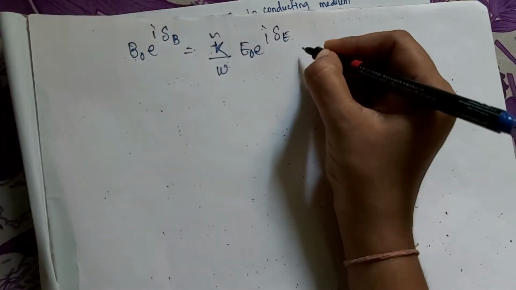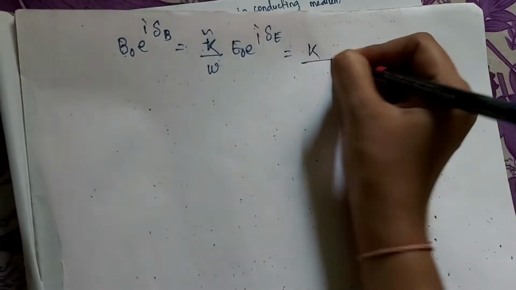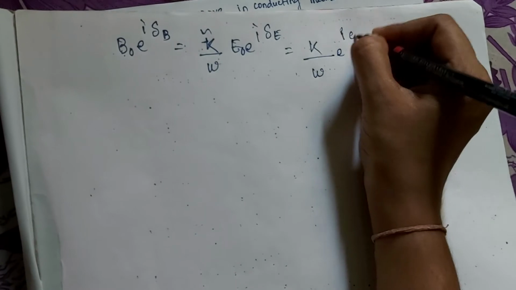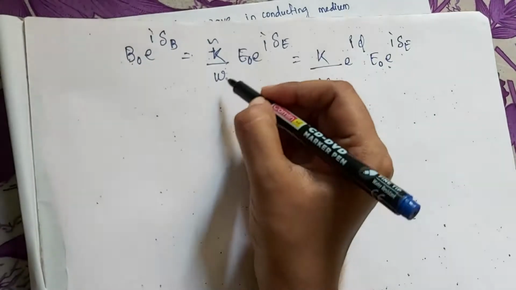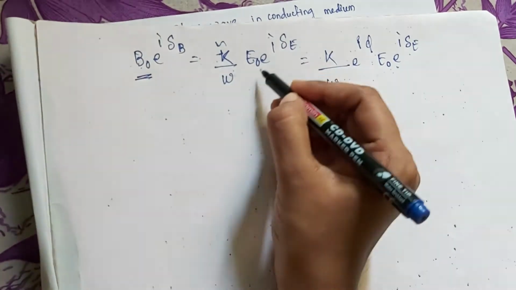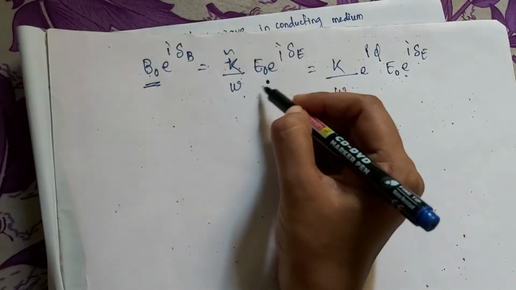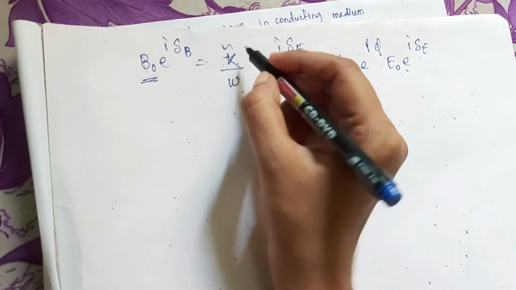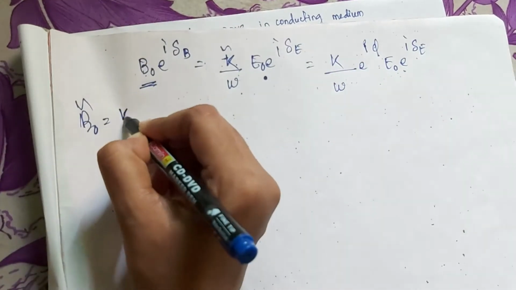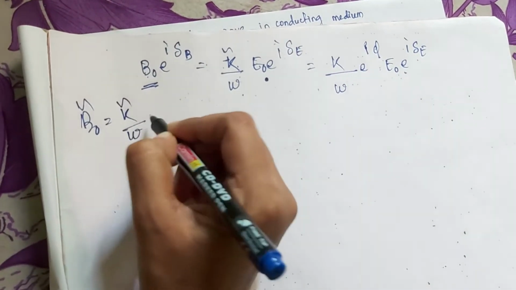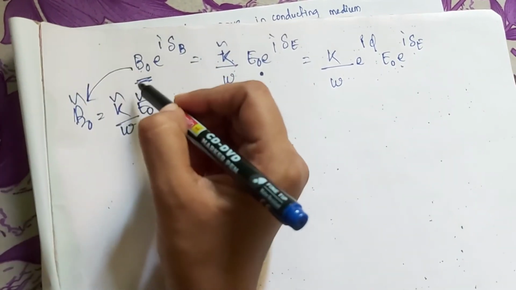So this k bar is nothing but also k e to the power i phi. So I can write this as k by omega e to the power i phi E naught e to the power i delta E. Okay, because B naught can be written as k bar by omega E naught, right? So from that, we know that B naught bar is equal to k bar by omega E naught bar.